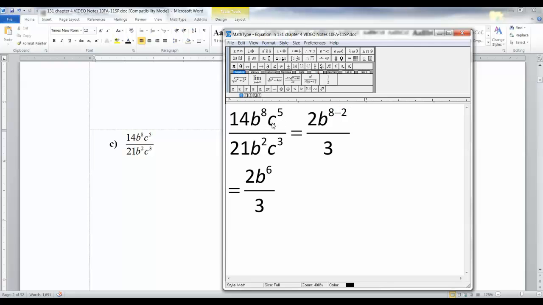Now, what about your c's? Well, you should know right off the bat, just like with the b's, there's more c's on top, so your c's are going to end up on the top. Not that that matters for this portion, because even if it wasn't, you'd still be writing 5, take away 3. You write the top number, whatever it is, minus the bottom number, whatever it is. All right, so that means you're going to have c squared. Done.